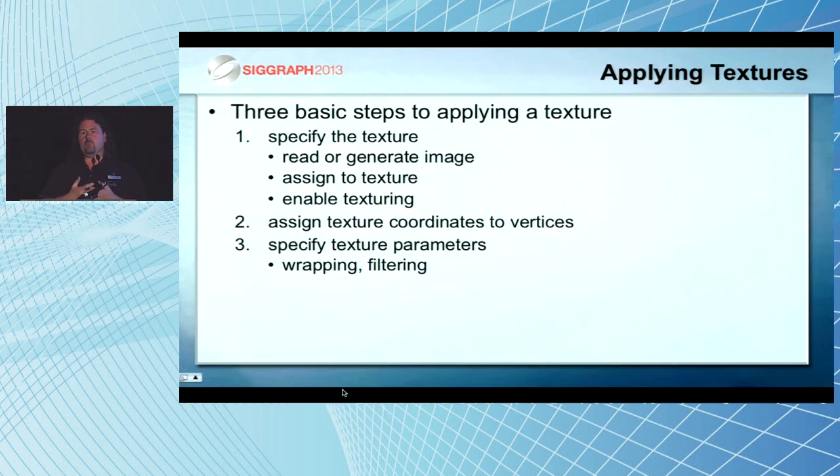If you have a primitive that's much larger than the image, what do I do in that case? And the opposite case, if I have an image that's much larger than the primitive I'm mapping it on, what do we do in those cases? We'll talk a little about those later. But fundamentally, there are only 3 steps.